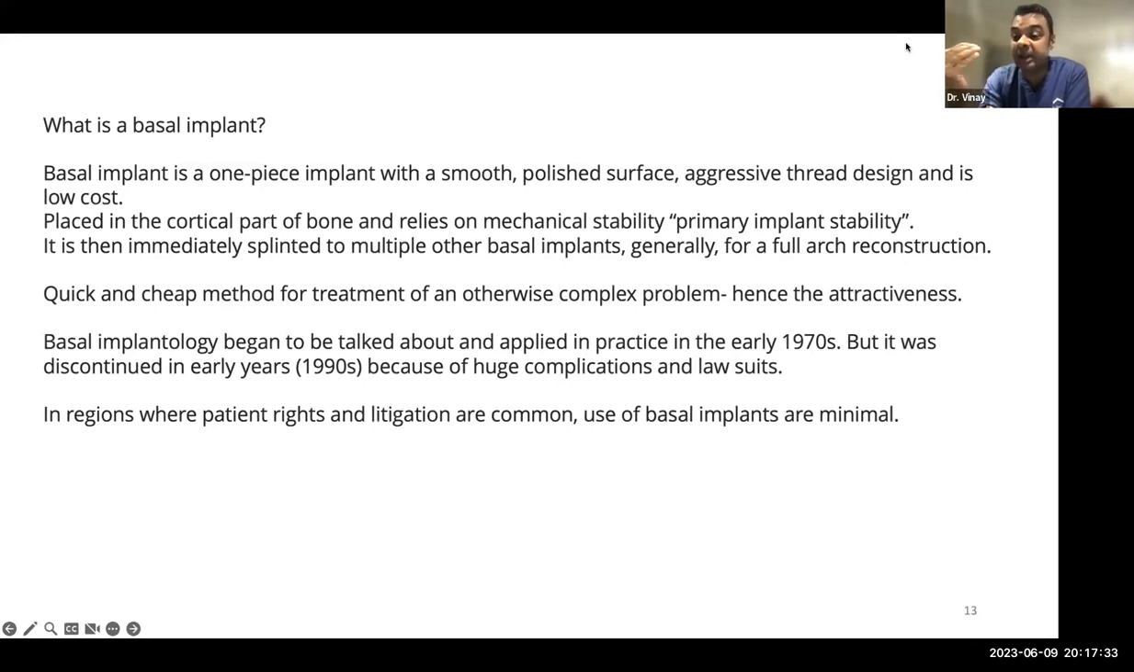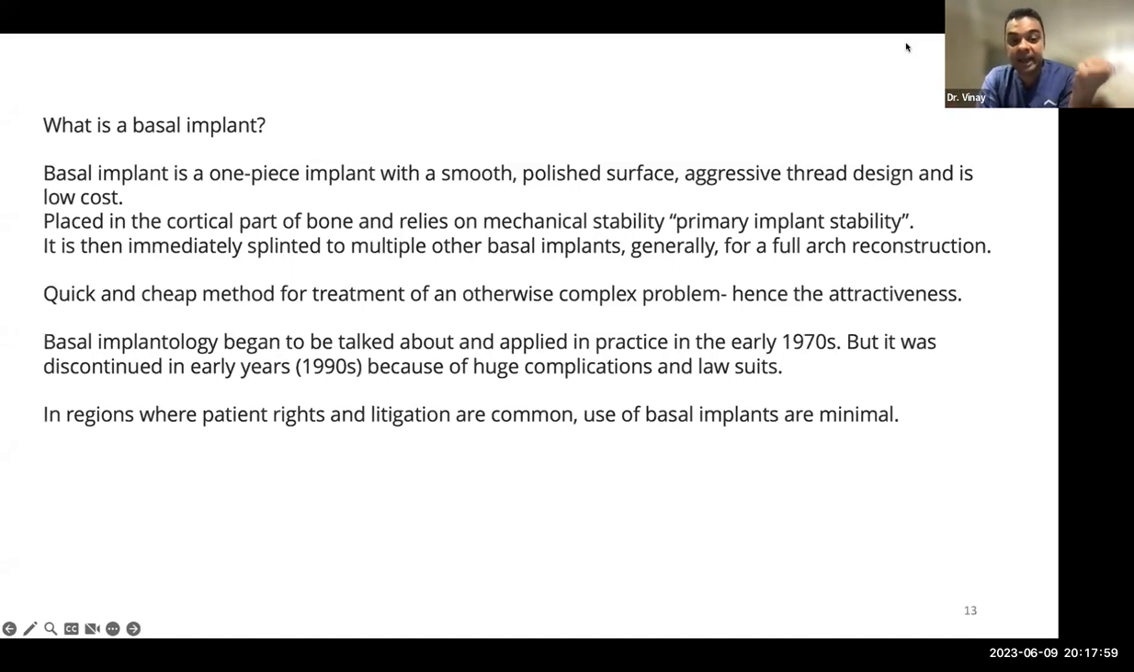So when you have an extremely atrophic maxilla and mandible, it's a complex situation. It requires a lot of treatment planning. It requires a lot of expertise. It requires time to do it. But this becomes a quick and cheap method. And hence, it sounds quite attractive. Why go through all the pain? Why do all of this? If we can fix it like this, why not? And I think that's where the attractiveness comes in, right?